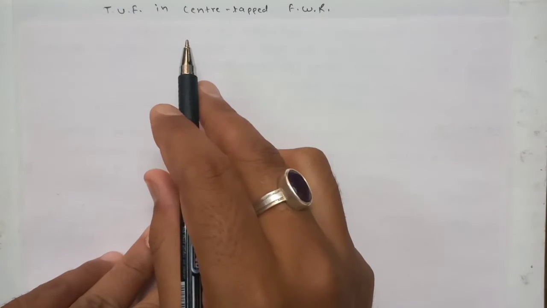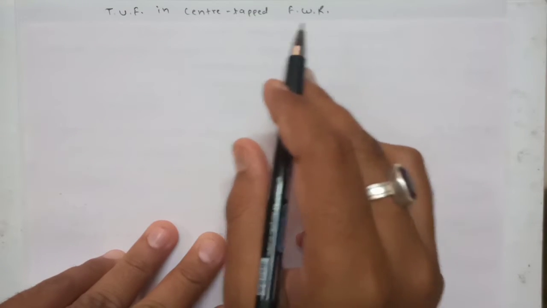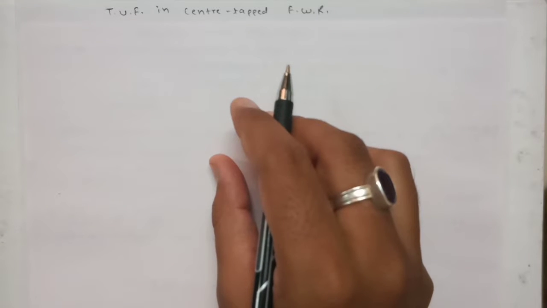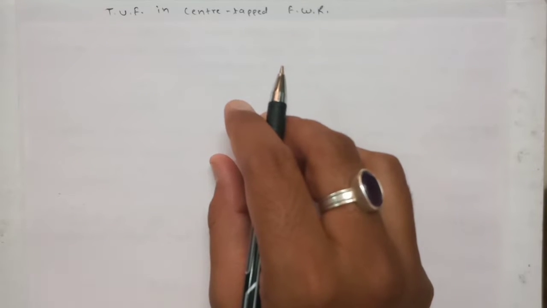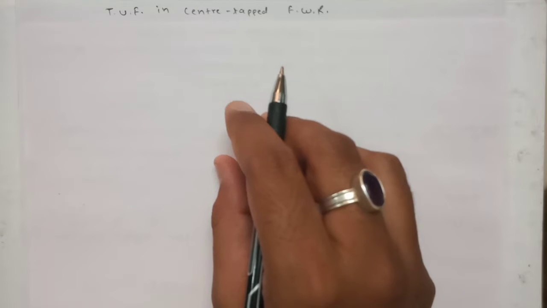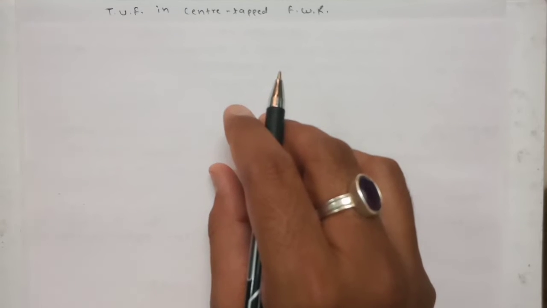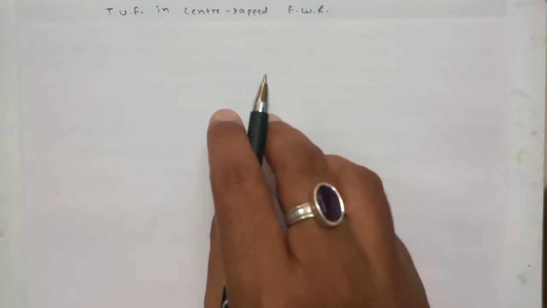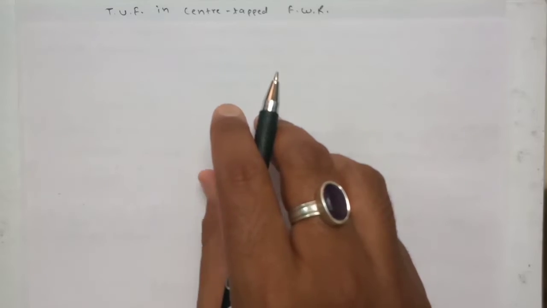Transformer utilization in center tap type of full wave rectifier. So here we are interested to calculate the TUF when we are using the full wave rectifier with the center tap type of configuration. The interesting thing is that here actually the transformer is utilized in a very efficient way. I'm not saying the value of TUF is high, but if you remember the circuit, here is the circuit I have.